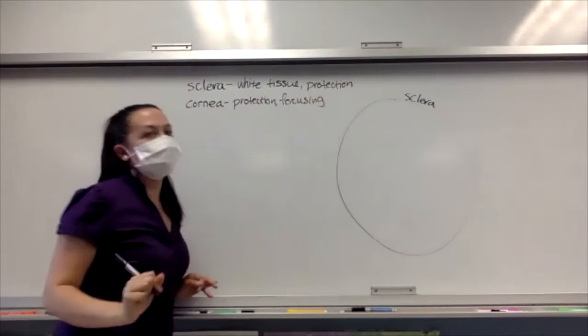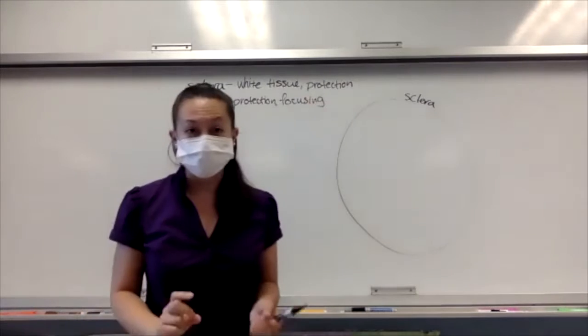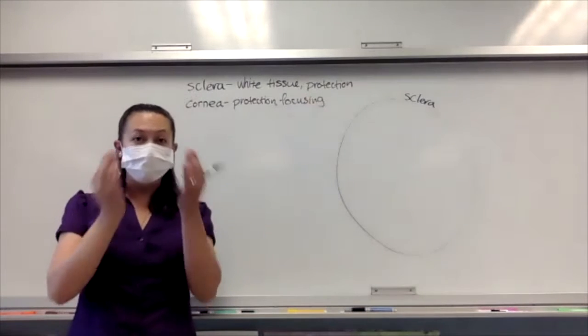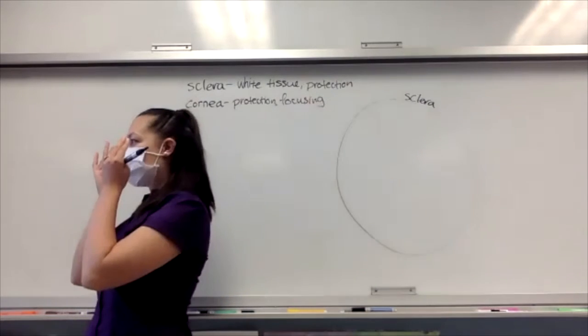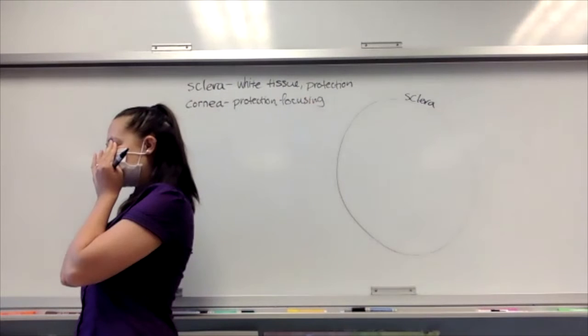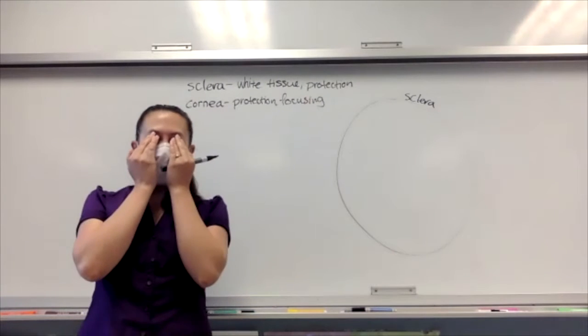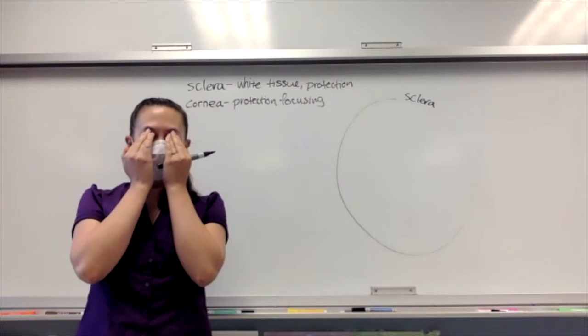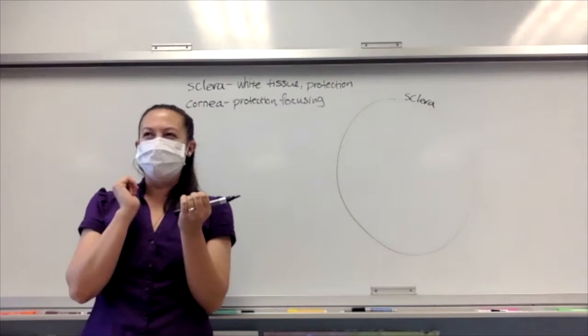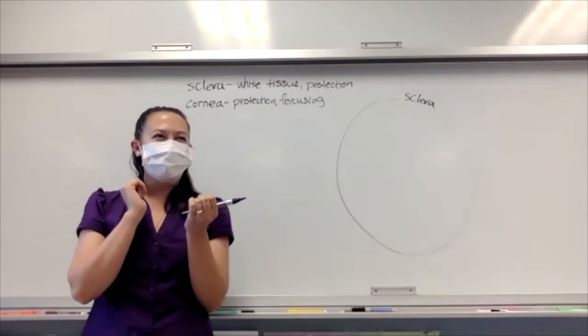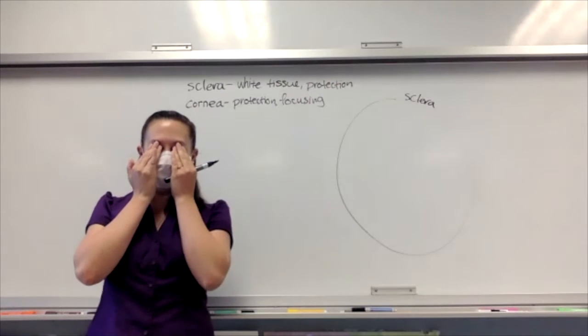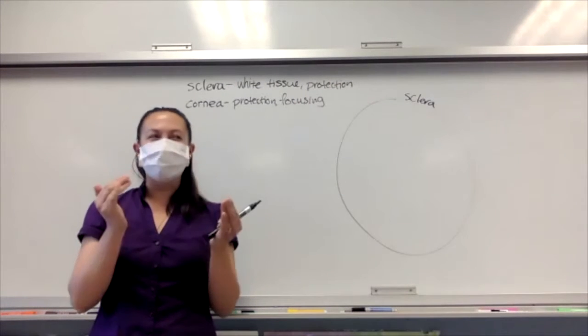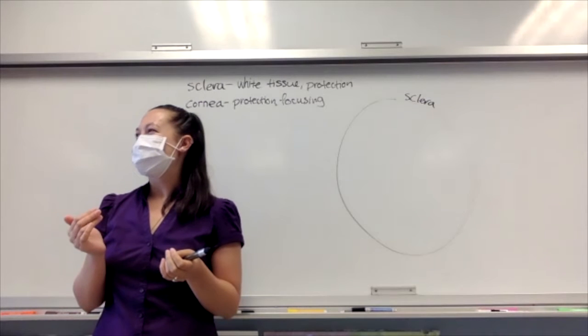You can actually feel your cornea. So to feel your cornea, what I want you to do is rest your fingers lightly on the tops of your eyes, just like this. And then look left and right. Do you feel it? So rest your fingers lightly on top of your eyes and look left and right. And what do you feel? All right.